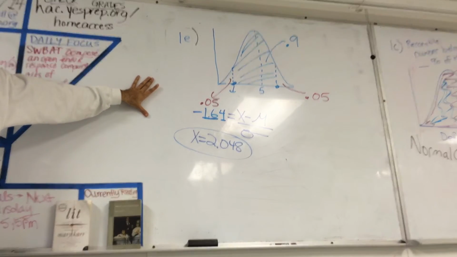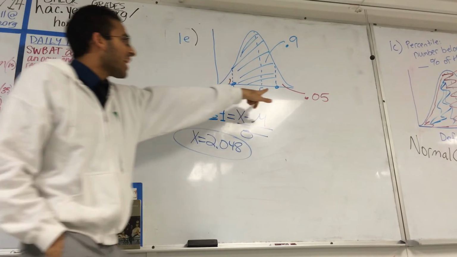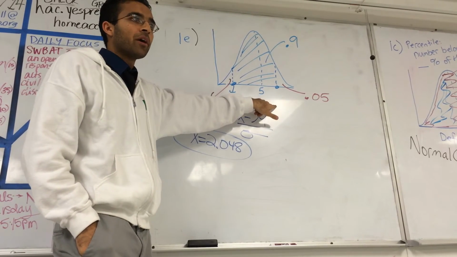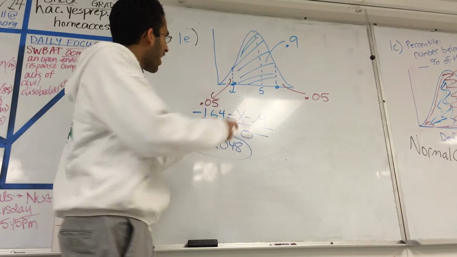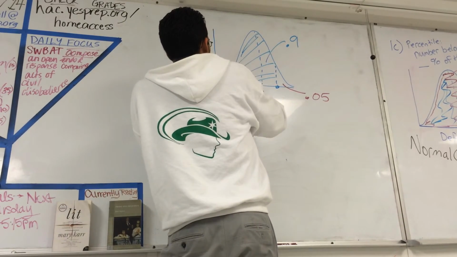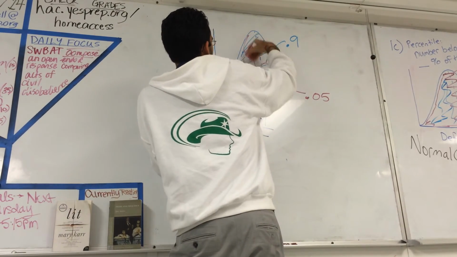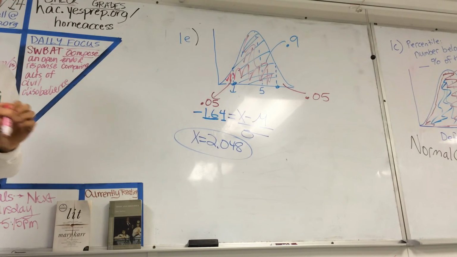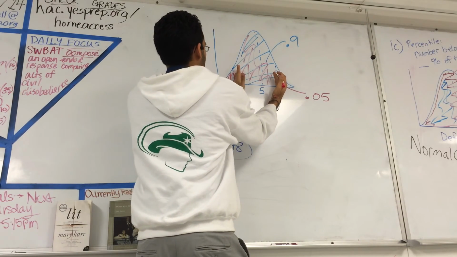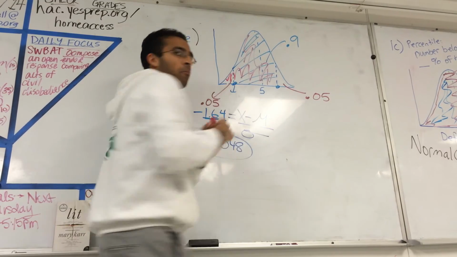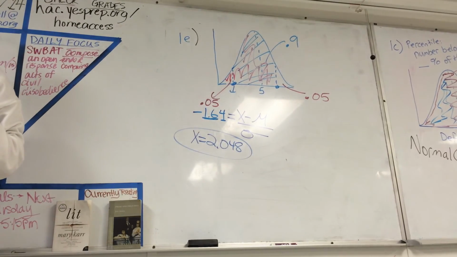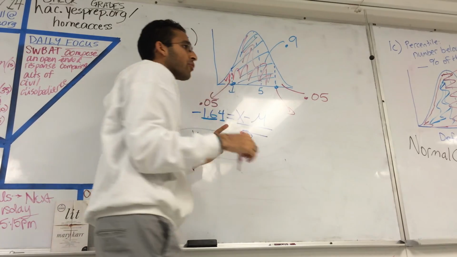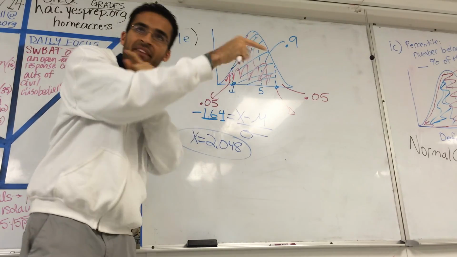On this piece, now on this side, I need to find the z-score that corresponds with what this area, all of this added up to below. 0.95. Here's 0.9. Add a little more. 0.95. So this z-score goes with whatever you get for 0.95 in the table.